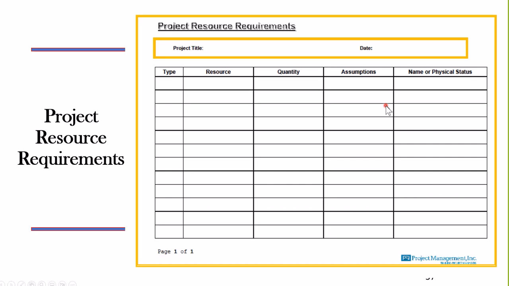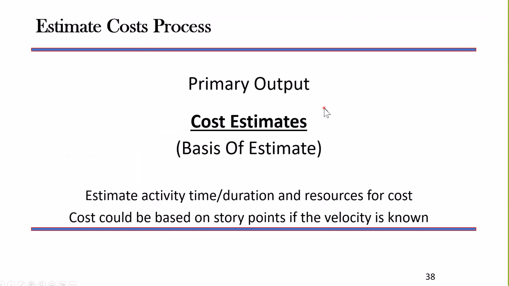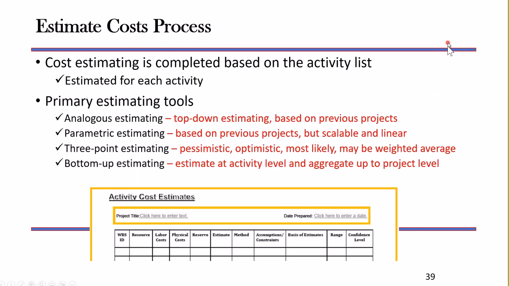Here we would have an example of the project resource requirements. The resource, the quantity, any assumptions, and the name or the physical status of those resources. We move on to cost.